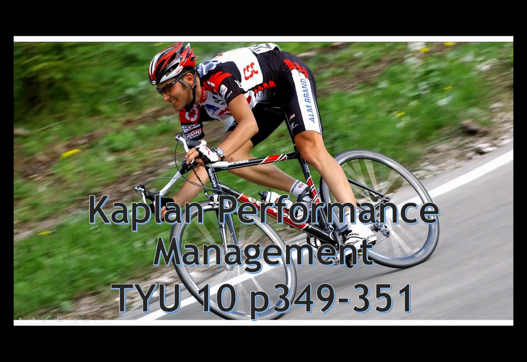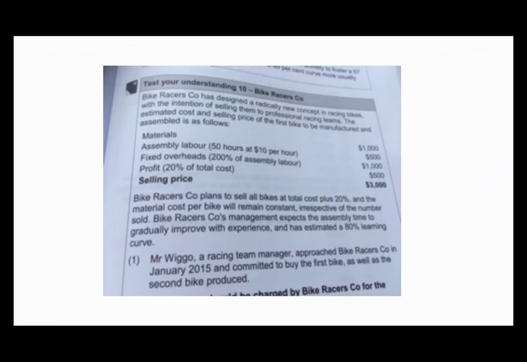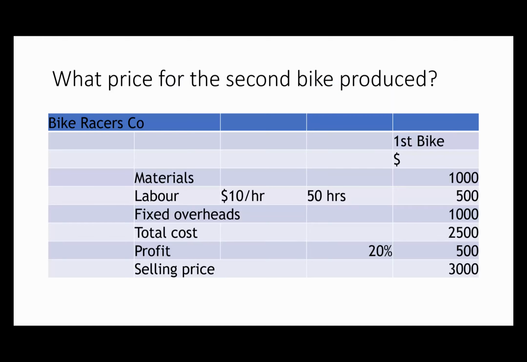A quick video on learning curve using the Kaplan's Performance Management Test for Understanding number 10 on page 349. That's the question, or that's the background before the questions. It's a series of multiple choice questions. The first question is, what's the price for the second bike produced?